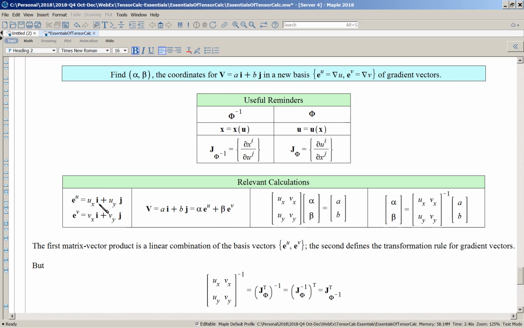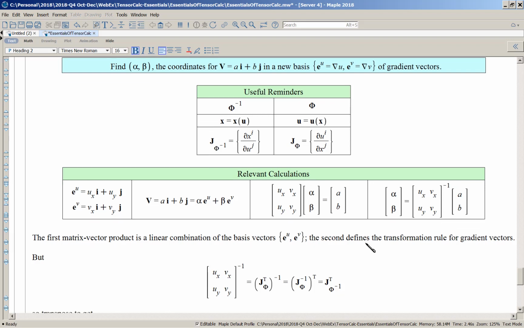So here is something you want to pay attention to. The array ux, uy appears as if this were a row, but over here you have to stick them down as a column. So there's a hidden transpose lurking in here. This is EU, this is EV. You solve for alpha beta, and so you have the inverse of this matrix.